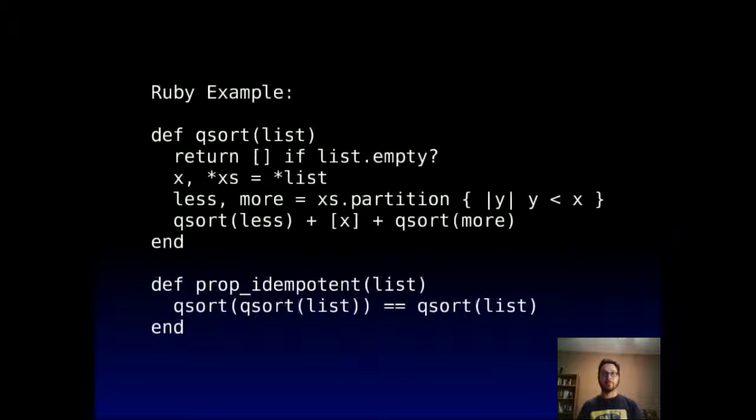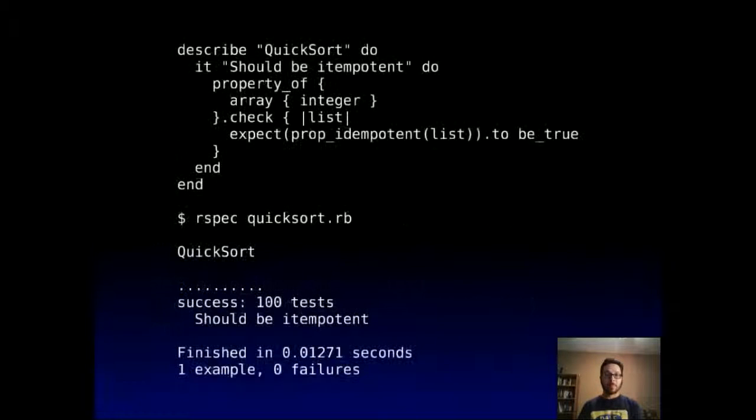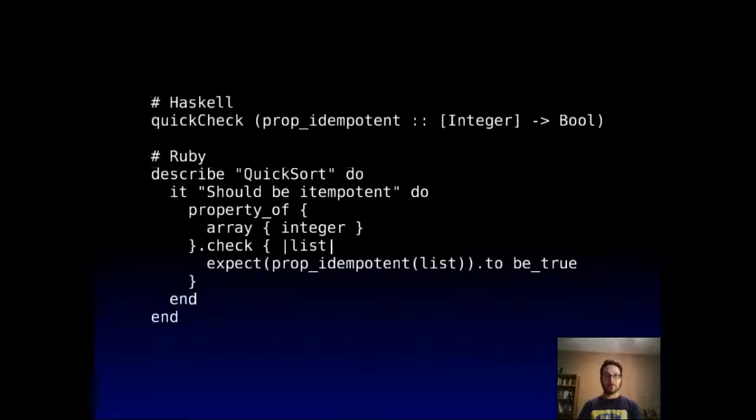Here's the Ruby implementation of quicksort and an idempotent property, very similar to what we have in the Haskell example. Here's how we actually can use Rantly. Inside of this, I'm doing RSpec framework setup, and then I'm executing it from the command line. So it's a little bit different because of the way it's wrapped in RSpec. So let's actually compare them side to side.